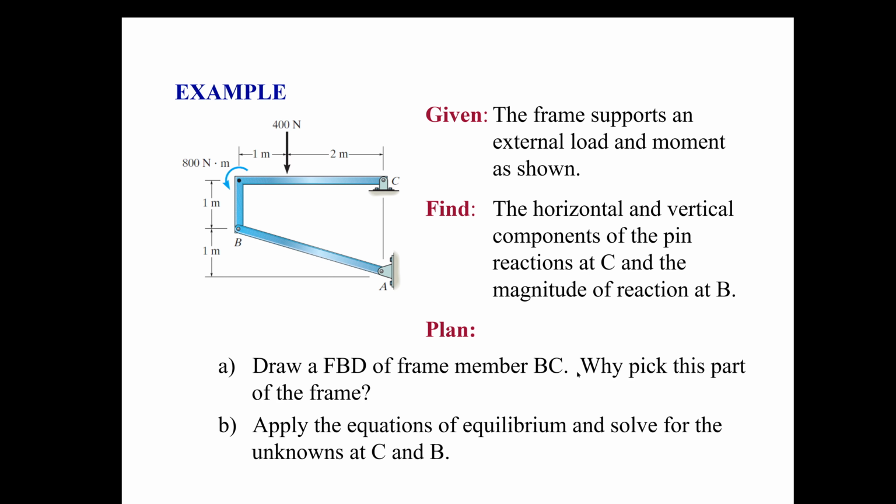The question asks, why pick this free body diagram of this frame member? Well, what are we looking for? We're looking for reactions at C and the magnitude of the reaction at B. So we're looking for something that's happening essentially over in this part, right? Okay, so that's what we were concerned with. And then apply the equations of equilibrium and solve for the unknowns.